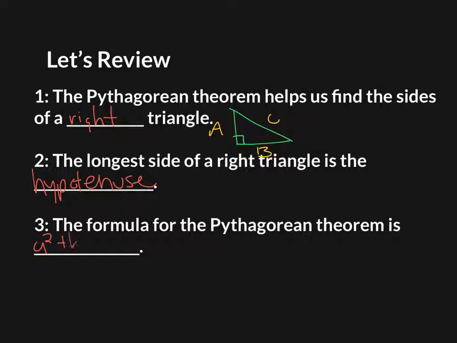Finally, number three says the formula for the Pythagorean theorem is a squared plus b squared equals c squared. And this again is going to become very important when we go over the Pythagorean theorem converse and what it is and what it means. So make sure you have these three fill in the blanks filled in on your worksheet. Like I said, make sure you are following along as we go over some of this.